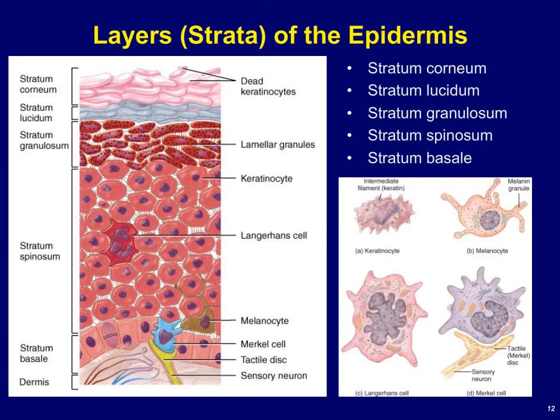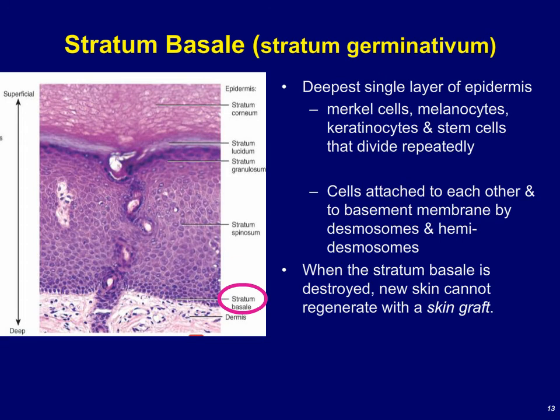Okay, now we're going to talk about the five layers or strata of the epidermis. These include the stratum corneum, the stratum lucidum, stratum granulosum, stratum spinosum, and stratum basale. So the first layer of the epidermis is called the stratum basale or the stratum germinativum. Now this is a single layer of cells that is sitting on the basement membrane. Remember, the basement membrane is the junction between epithelial tissue above and connective tissue below.